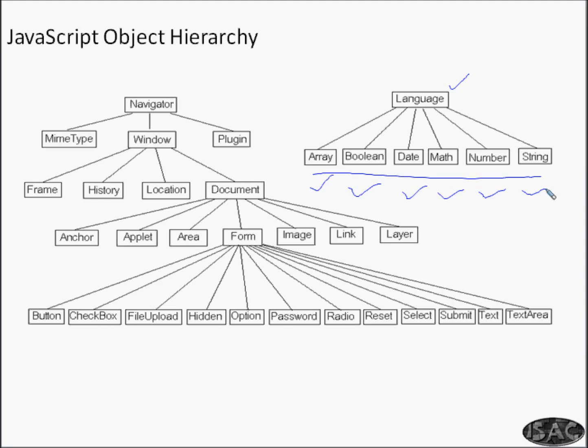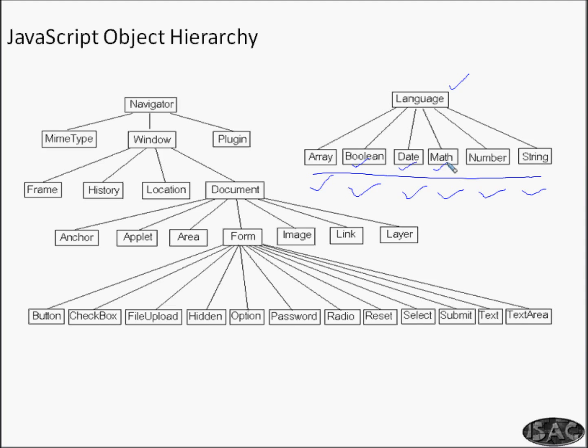Boolean, as you know, is for true and false. Date will help you to display the date. You can say d equal to new Date, display d, and you get the current system date. And with Math, you can say Math.sqrt, square root, or power. So some of the mathematical functions you can call. Similarly, number and string can be used for handling numbers and string kind of objects.